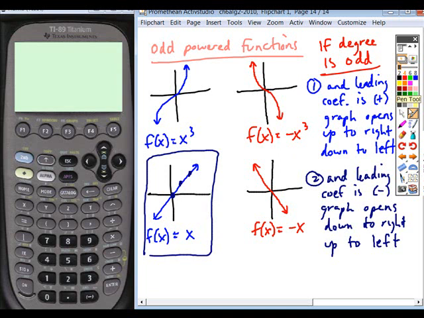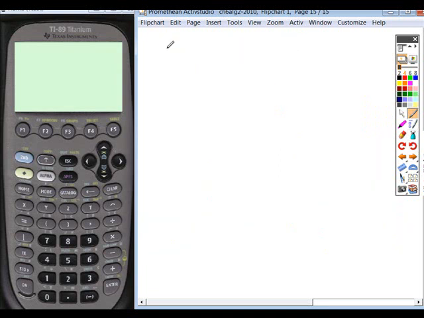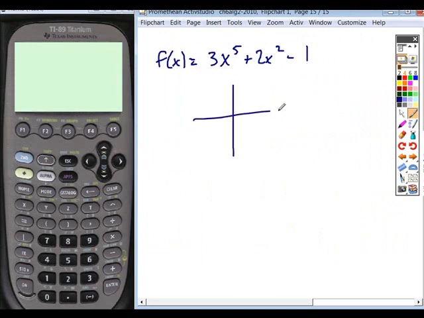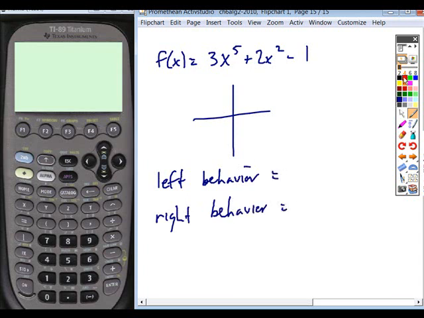So if I gave you something like this, a function 3x to the fifth plus 2x squared minus 1, and I asked you to identify the left and right behavior. What do you know about the left and right behavior of this graph? Is the left going to go up or down? It's going to go down to the left. And to the right, it's going to go up.